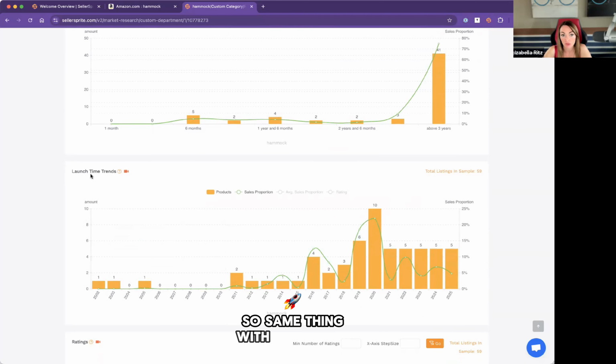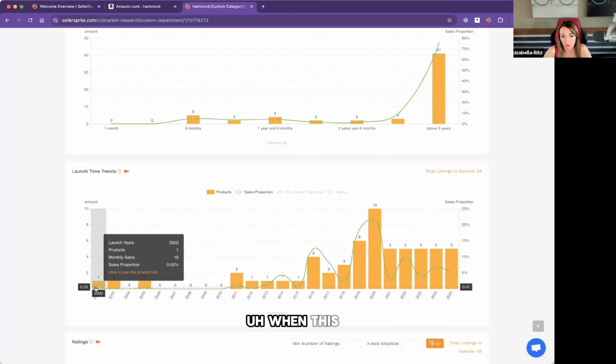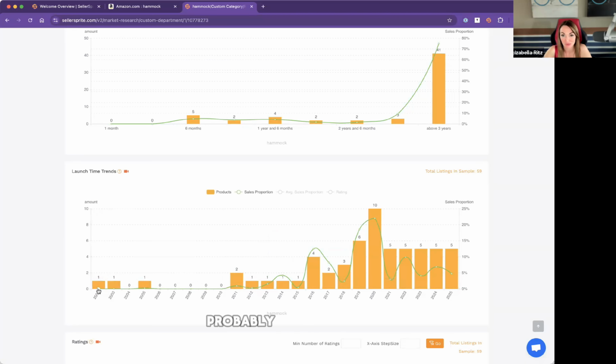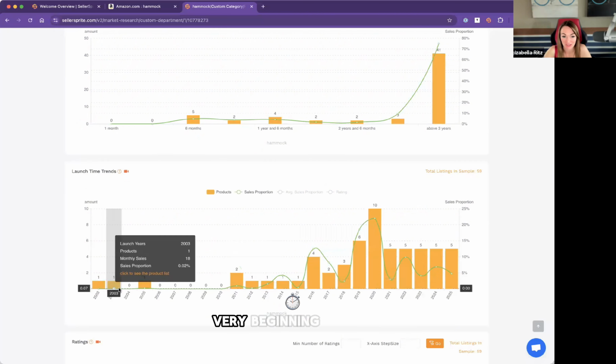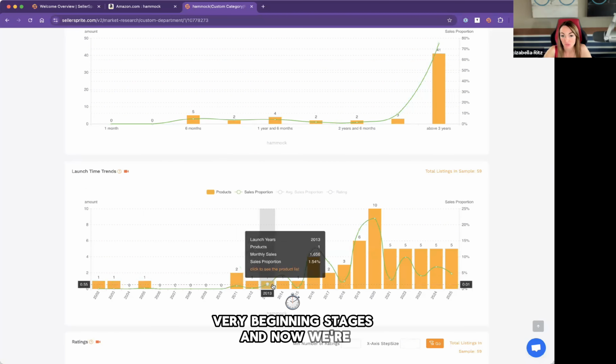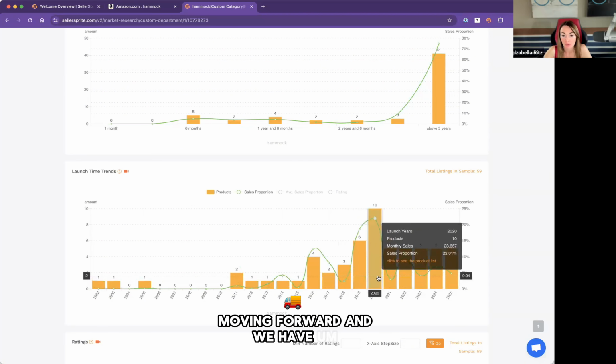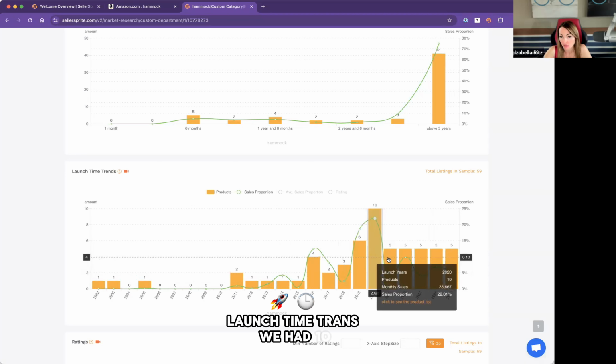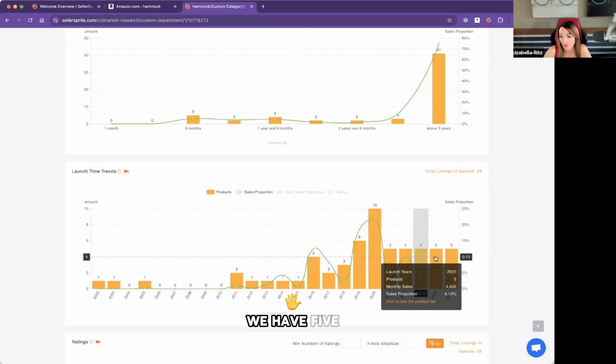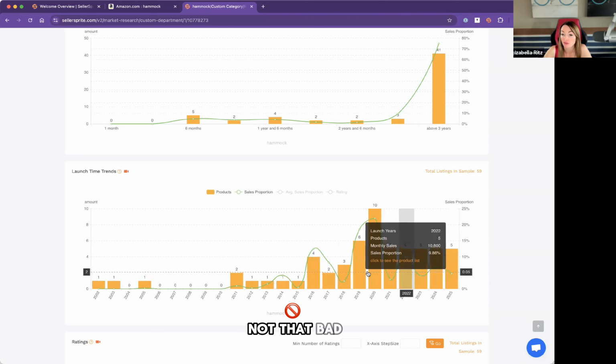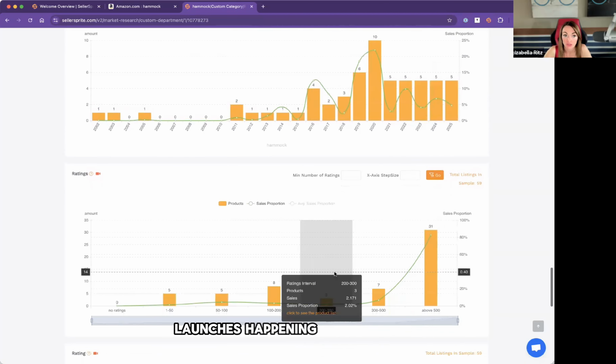Same thing with the launch time trends. This product launched in 2002, probably when Amazon was just in the very beginning stages. And now we're moving forward, and we have launch time trends. We had 10 new launches. We have 5, 5, 5, 5, which is actually not that bad. There are not a lot of launches happening consistently.